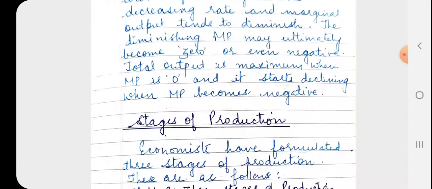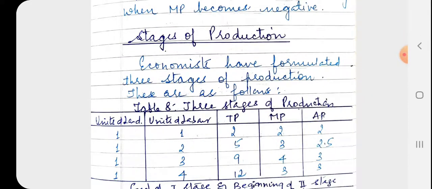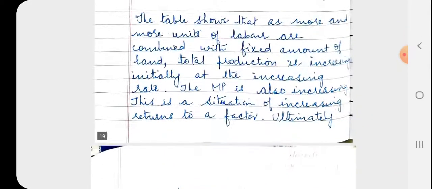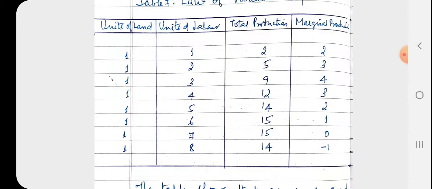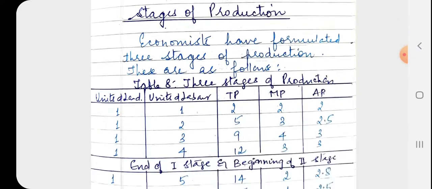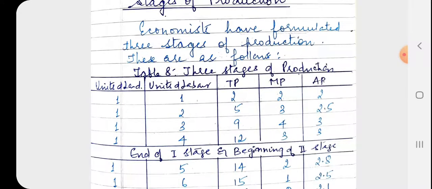This is all the whole same thing. There are 3 stages of production. You can see what the 3 stages are. The first stage is total production, marginal production, average production. Also you have to make a note of it.